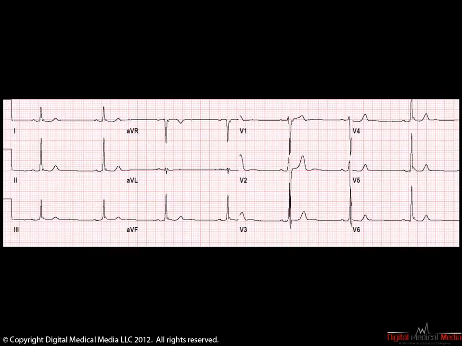The final abnormality that I wanted to discuss in this chapter is seen in this 12-lead ECG. I hope you can see that there is marked sinus bradycardia. The heart rate is extremely slow, and there is first-degree AV block present. The PR interval has prolonged slightly.